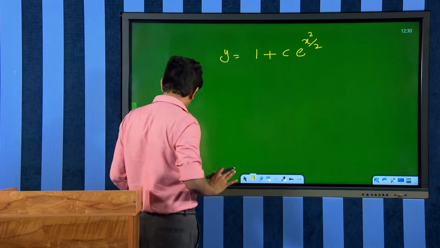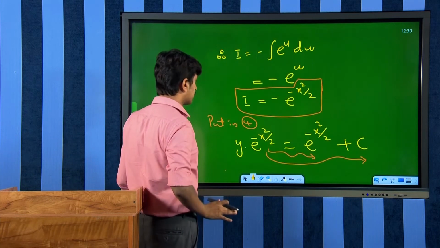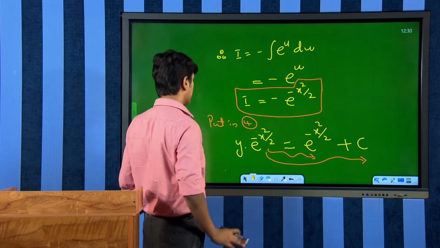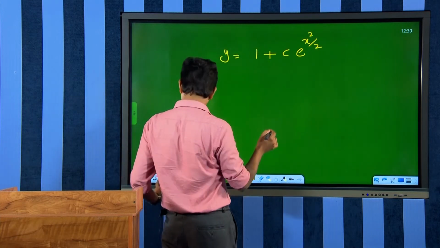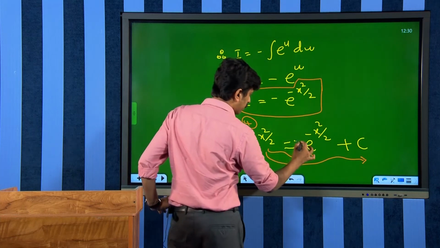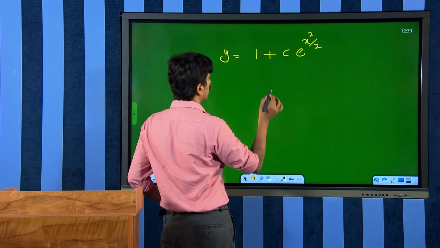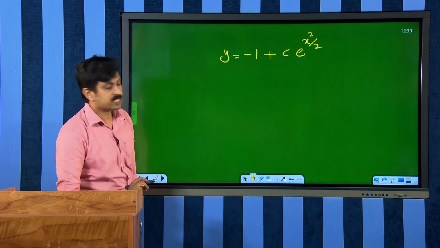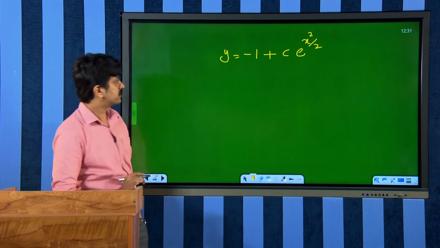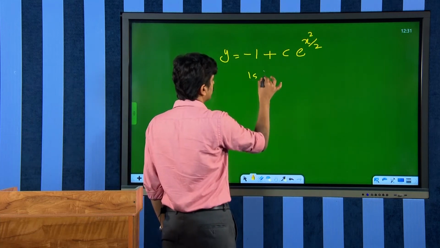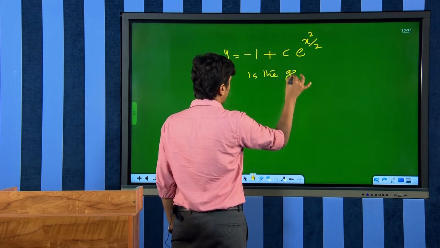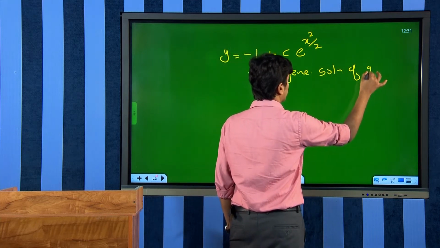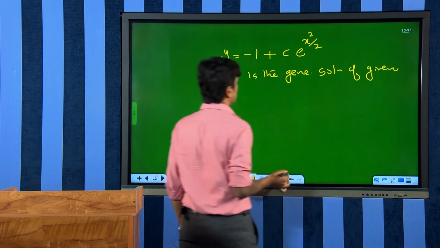And one more thing, here we will have e raised to minus x square by 2, therefore, sorry, a minus sign is there. So, we have minus 1 here. So, this is actually the general solution of the given differential equation.